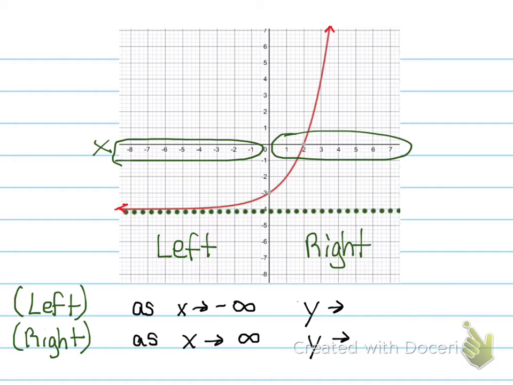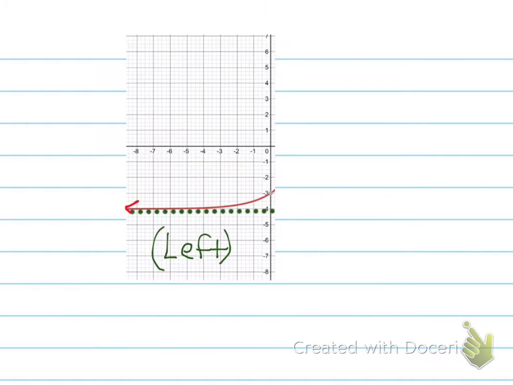Those will never change because the x values will always keep going to the negative infinity on the left side, and they'll keep going to positive infinity on the right side. Now what can change is what the y values are doing. All right, so let's just look at the left side. We just said that my x values will be going all the way to negative infinity.